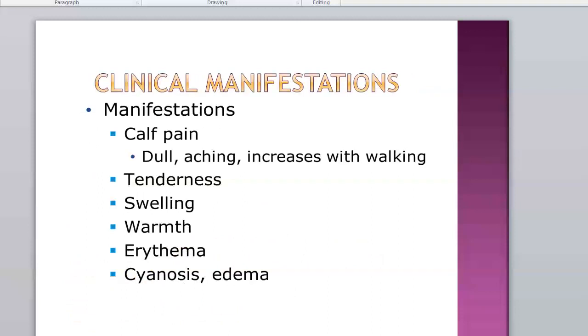And again, a review of the clinical manifestations: calf pain, dull, aching, increases with walking. There's tenderness, swelling, warmth, erythema, sometimes cyanosis, and even swelling and edema.